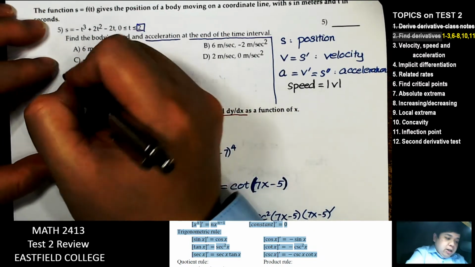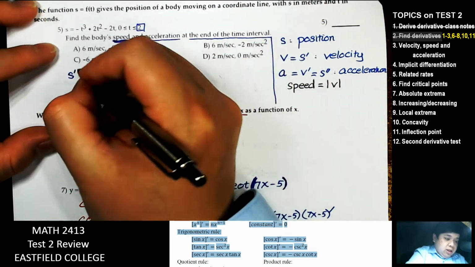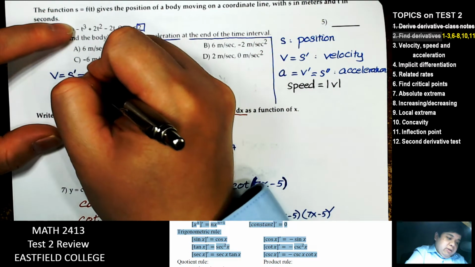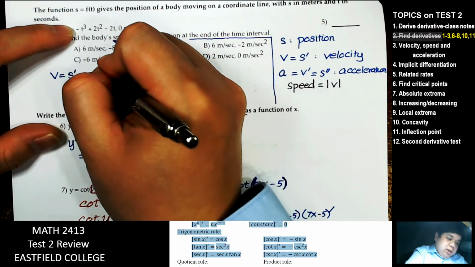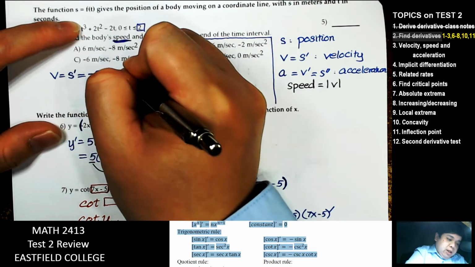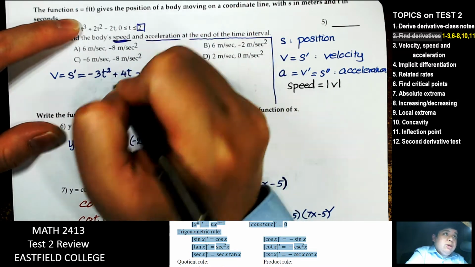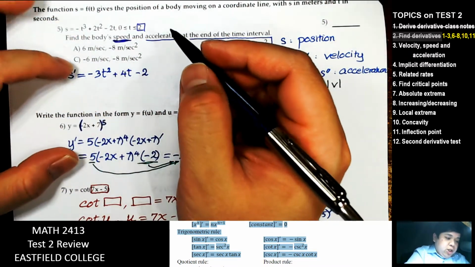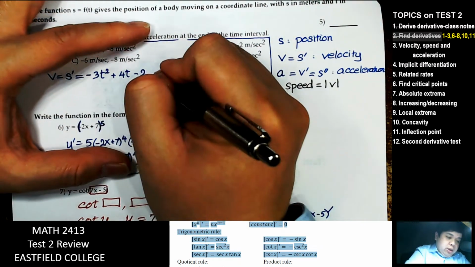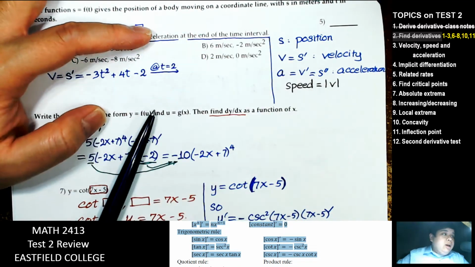Right, so first we'll take the derivative. That is the velocity. So it will be negative 3t squared plus 4t minus 2. And then we put 2 into it because at the end of the interval it is t equal to 2. So at t equal to 2, let's see the calculator.